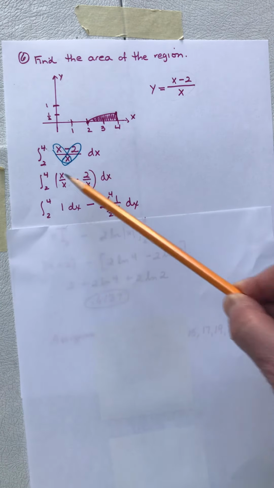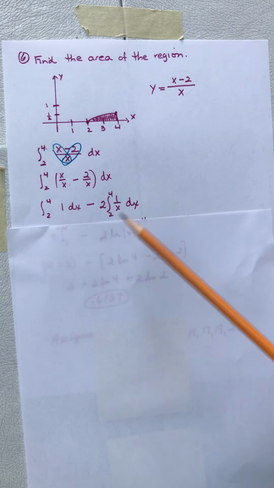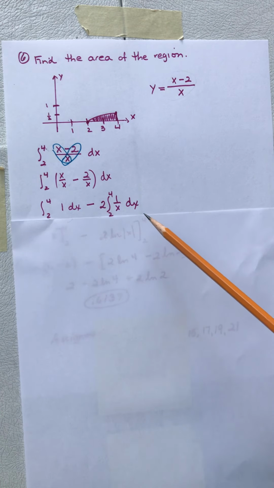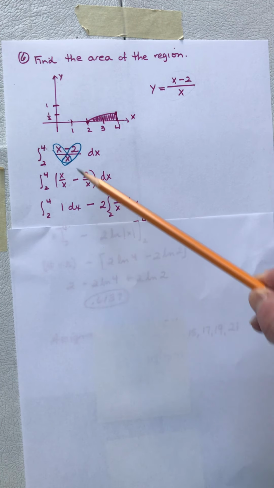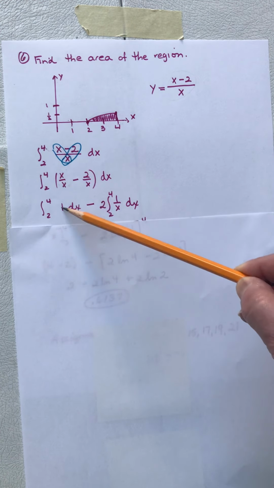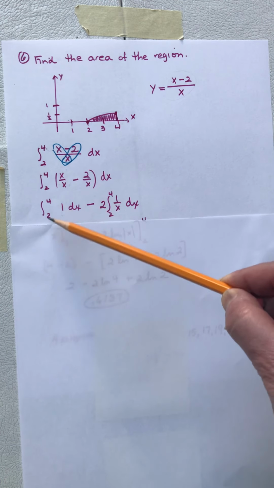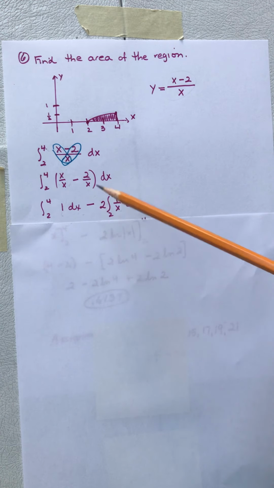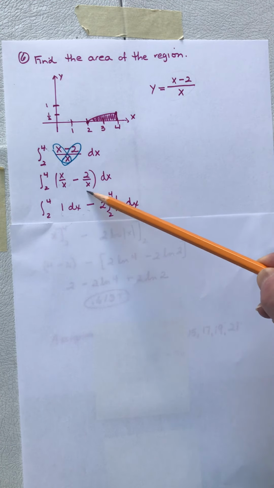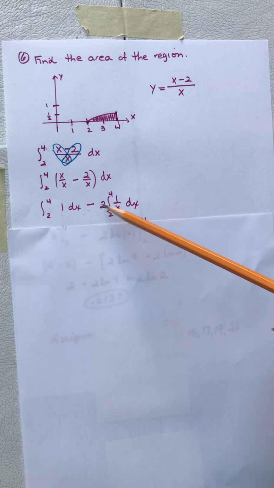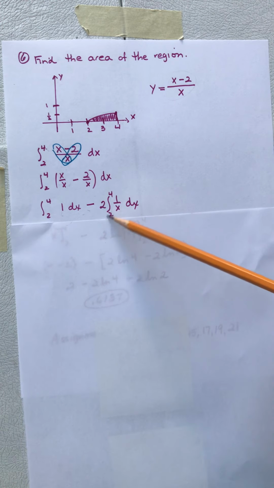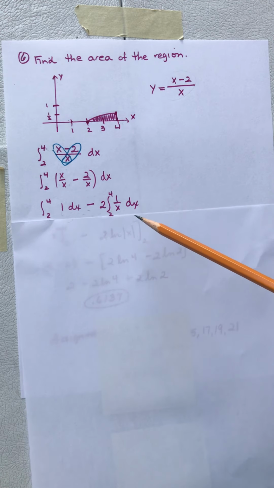And I'll simplify it. And I'm going to split it into two integrals. You don't have to, but I think it makes it easier to see in this particular problem. So x over x is 1. So I'm integrating from 2 to 4, 1 dx. Minus, this is 2 over x, which is really 2 times 1 over x. And 2 is a coefficient, so I just put the 2 in front of the integral sign. And I'm integrating 1 over x from 2 to 4 dx.